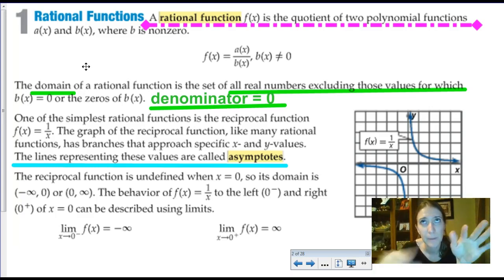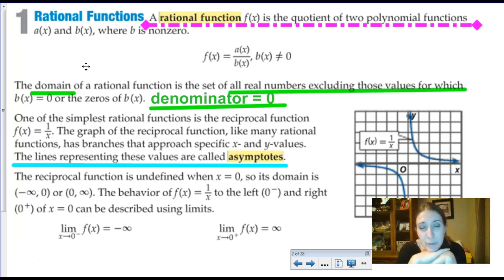Now we'll talk later about what a hole means for a rational function, but asymptotes are the very large discontinuities. You're going to see vertical asymptotes and also horizontal asymptotes, and we'll talk about how we're going to find them. Now your textbook uses limit notation for asymptotes, which are just end behavior. So we'll talk about them so you can interpret your book, but we're going to be using our regular end behavior, f of x approaches, notation.